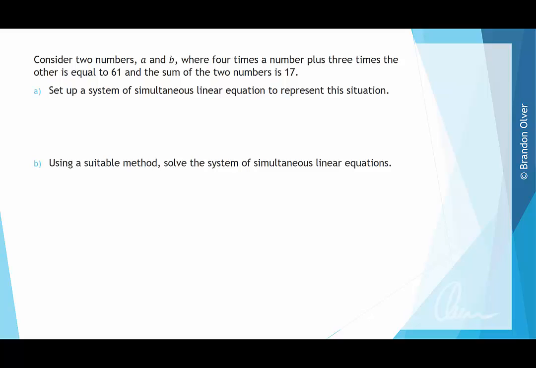So the first equation we can set up deals with this piece of information where we have 4 times the number plus 3 times the other is equal to 61. So we can represent that as 4 times the number a plus 3 times the number b is equal to 61. The second equation deals with this part which says the sum of the two numbers is equal to 17. So that means we have a plus b is equal to 17.